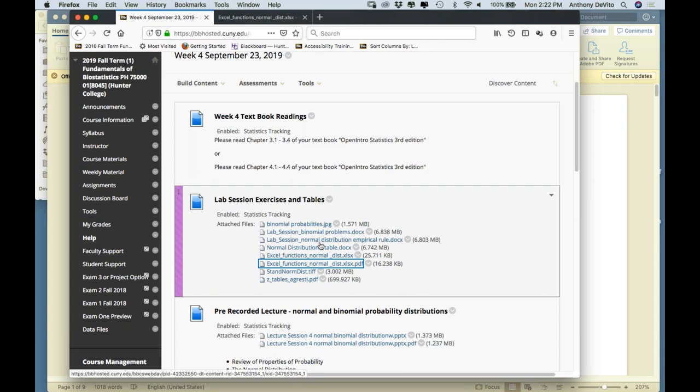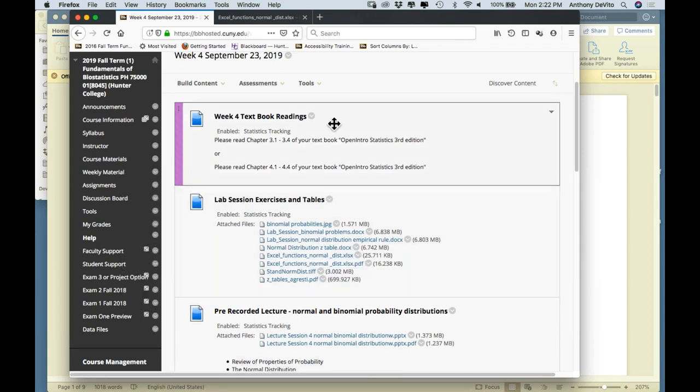Right now, the document I have open is Lab Session Normal Distribution Empirical Rule. I have a suggestion for reading up here. I've been posting both the reading sections for edition 3 and edition 4. It's really the same material. I didn't see that much of a change in it, but they added an extra chapter up front. So if you happen to be using edition 4 of OpenIntro Statistics, it's sections 4.1 to 4.4. If you're using the older one, yes.